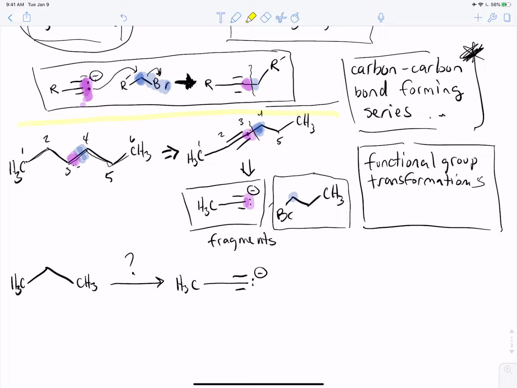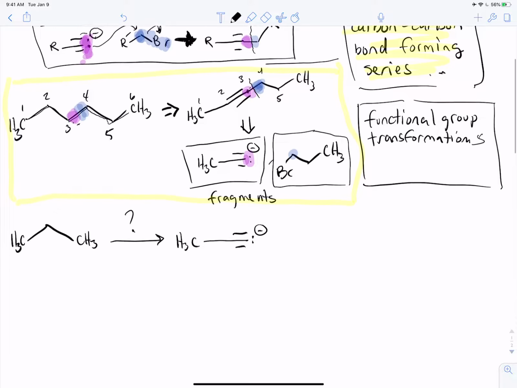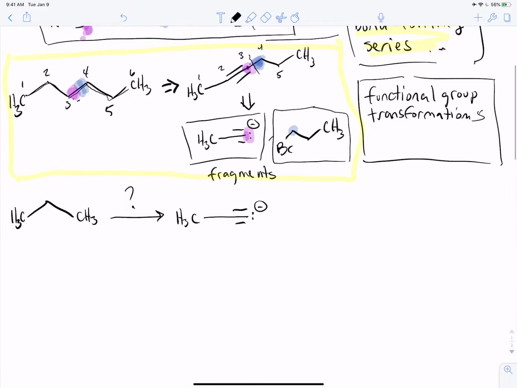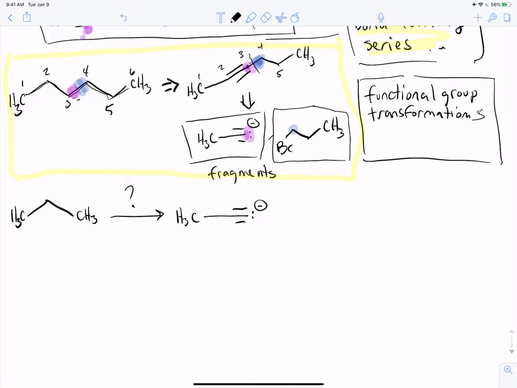This top part that I've done, the carbon-carbon bond forming series, that's really the hard part. If you can get through that, you're mostly done at that point if you know your reactions. But you'll see it's not trivial to do this. It takes some practice. So how do I go between these two things?